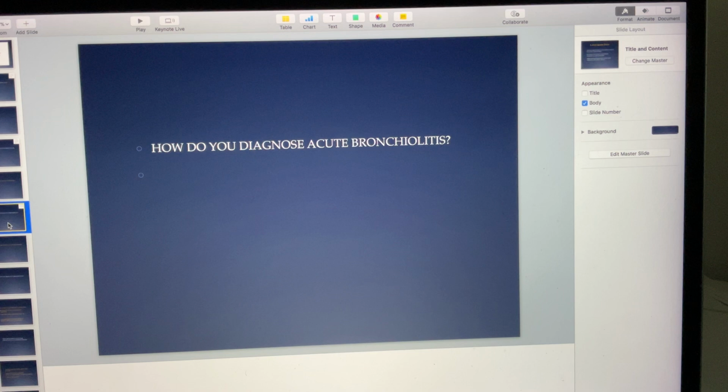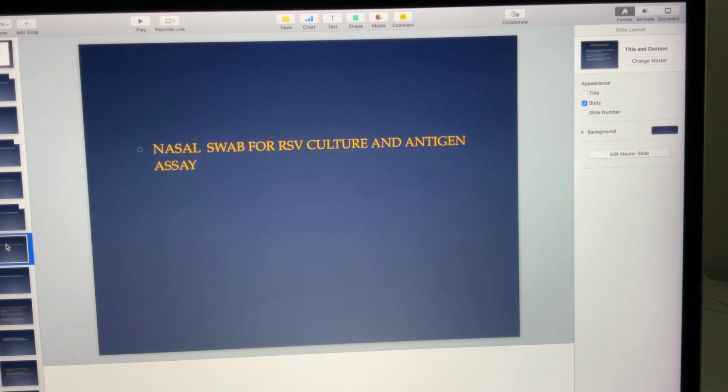Next question: how do you diagnose acute bronchiolitis? Okay, so you suspect that someone has acute bronchiolitis. How are you going to diagnose this? The answer is you're going to do a nasal swab for respiratory syncytial virus culture to be able to do an antigen assay. So the answer to that question is nasal swab.